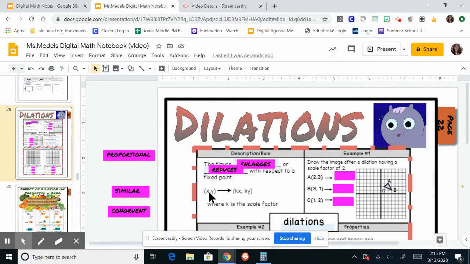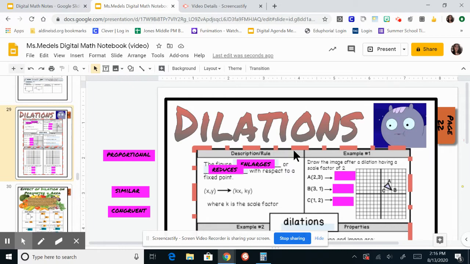Okay. So the way we represent that is (x, y) yields (kx, ky). This sign means yields. You will see that also in science when you're talking about products and reactants. K is going to be your scale factor, and we have talked about that in a previous lesson. Basically, the easiest way I can describe this for you is every time you see the word dilations or dilated, think of the word multiplying. So you are basically just going to be multiplying by whatever scale factor they give you.